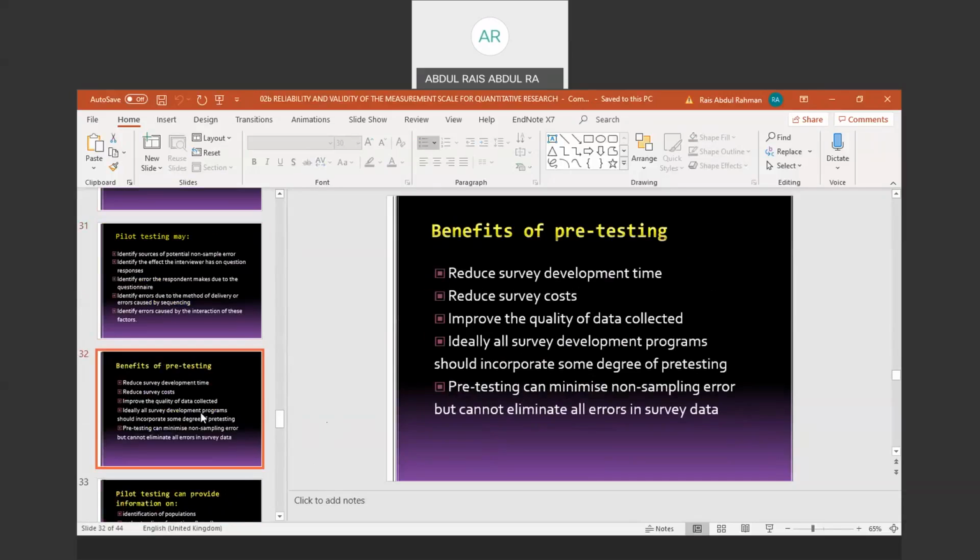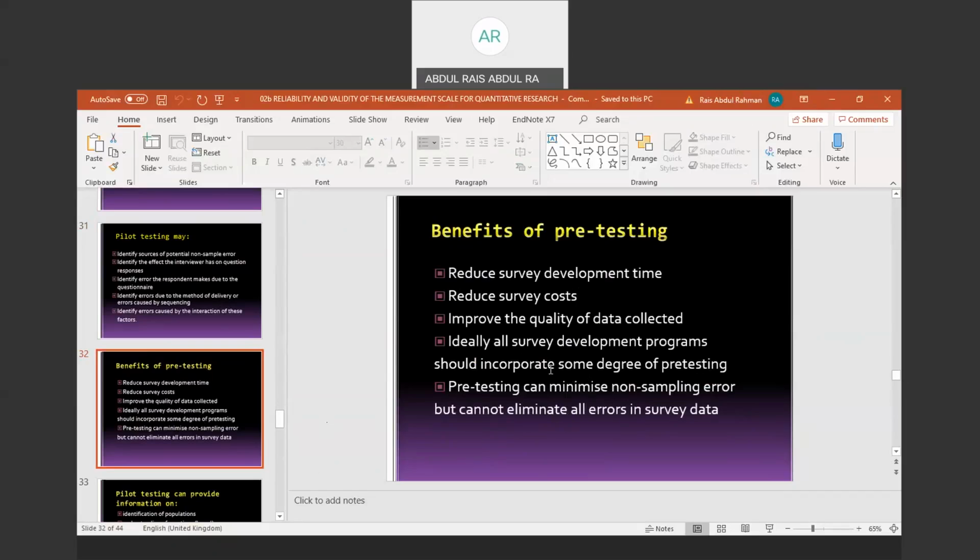Why we need to do pre-testing? Number one, it reduces survey development time as well as save costs. If you improve the quality of data collected, ideally all survey development programs should incorporate some degree of pre-testing, and pre-testing can minimize non-sampling errors but cannot eliminate all errors in the surveys.